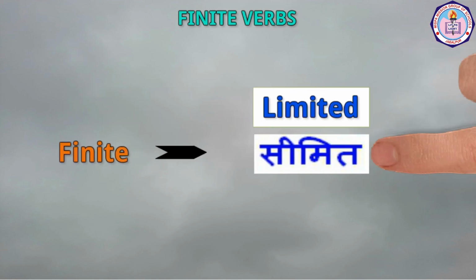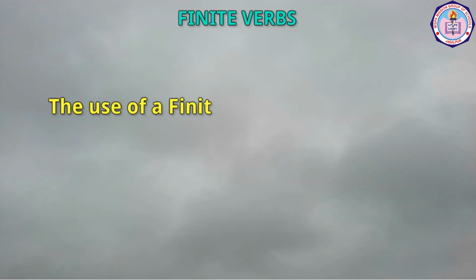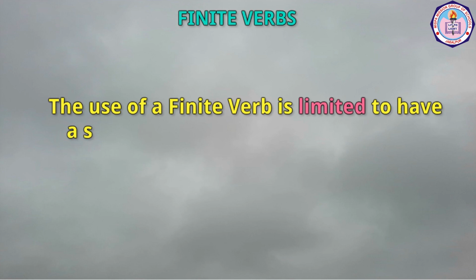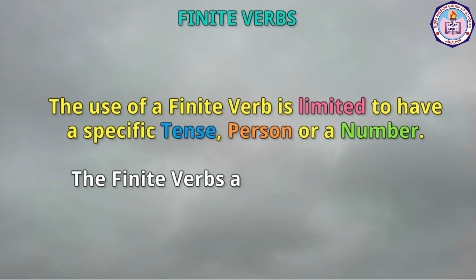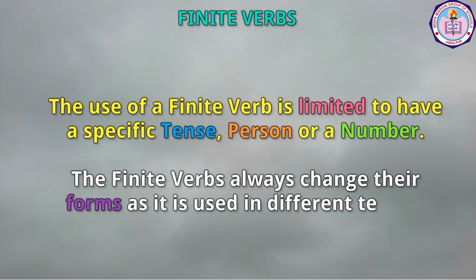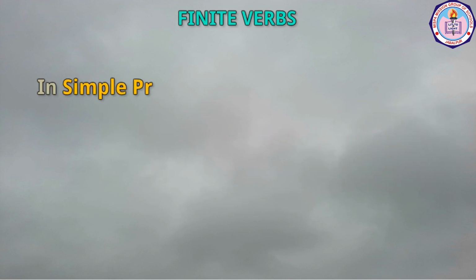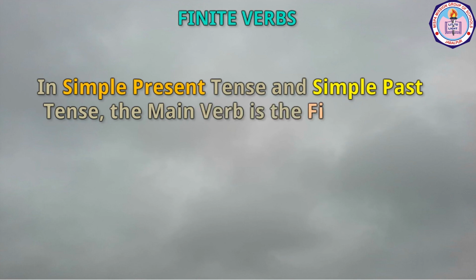In Hindi, seemit. In Malayalam, parimitham. The use of a finite verb is limited to have a specific tense, person, or number. The finite verbs always change their forms as it is used in different tenses. Different tenses have different types of finite verbs. In simple present tense and simple past tense, the main verb is the finite verb.